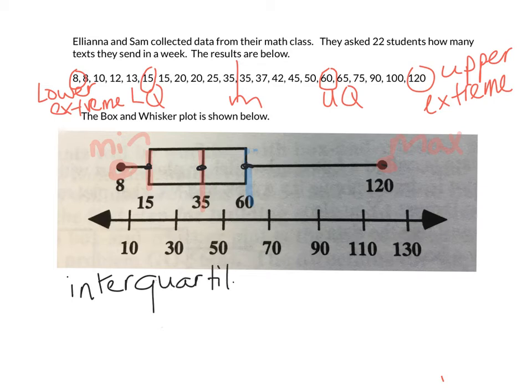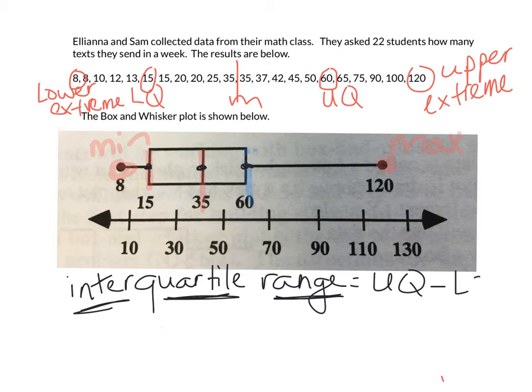Interquartile. Let's take these words apart to help you understand what this means. Inter in Latin means between, and quartile, of course, is your quarters, your quartiles. If you think about how you find the range, you always subtract. So the interquartile range is your upper quartile minus your lower quartile, which visually gives you the length of your box. In this case, that would be 60 minus 15, and that is 45.